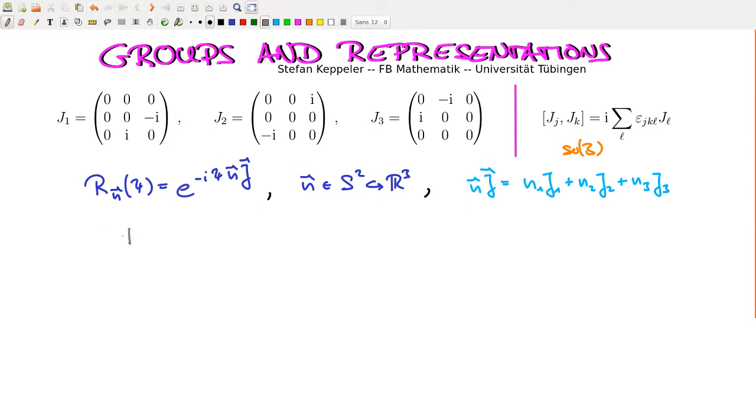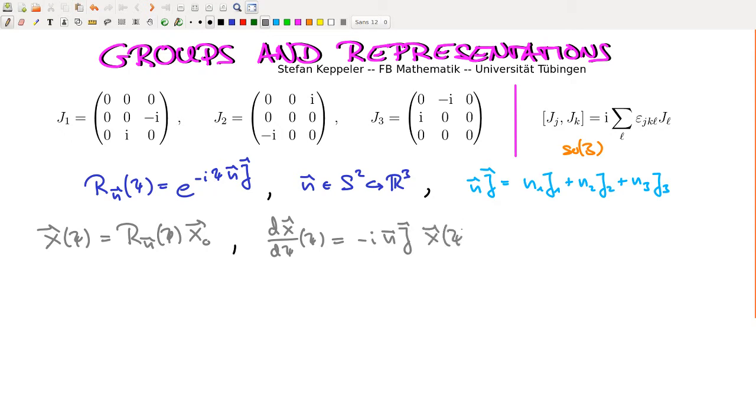Well, let's take this R_n(psi) and apply it to some vector, let's call it x0, and let's call the result x(psi). Then if we take the derivative, dx/dpsi at psi, what happens? This is an exponential, so we just get minus i n·J, and then the rest reproduces. So we have minus i n·J, and then we get again x(psi). So this x(psi) solves a simple differential equation, an ODE, and actually it solves an initial value problem because x(psi=0) is this x0.